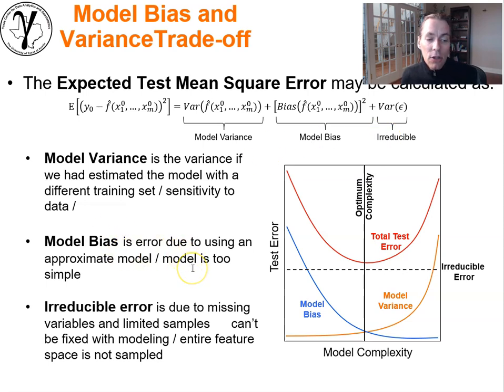Model bias is error due to using an approximate model. The model is just too simple. If we're trying to fit a phenomenon with a linear regression model, but it behaves very non-linearly, it's got really complicated features in it, we're going to have high model bias. Our model's just not flexible enough to fit the true phenomenon. And irreducible error, this is the component that we can't get rid of. It is due to the fact that we haven't sampled all of the features that matter. We haven't sampled all the ranges and combinations of the features. And so it's just a limitation of our data set.